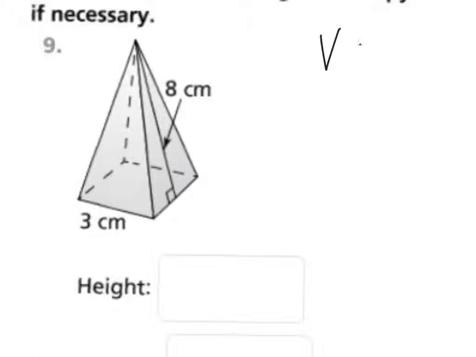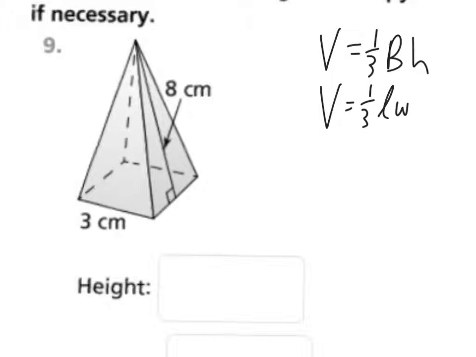So if you want to think about your volume formula, 1/3 times the area of the base times the height. So since our base here is a rectangle or a square, then the area of that's going to be length times width.